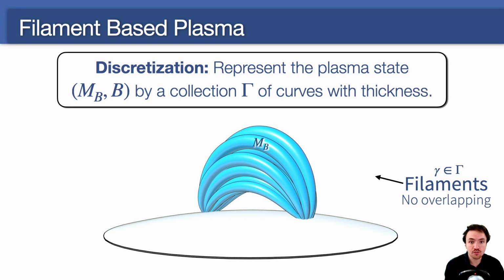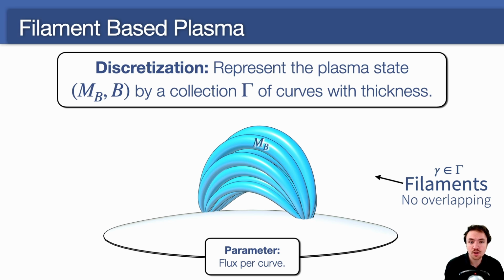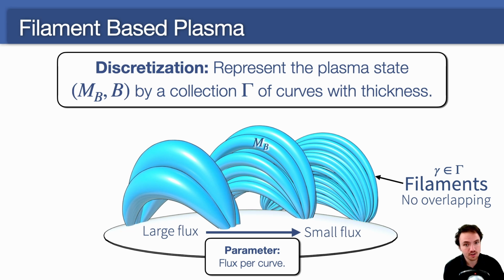The parameter of this discretization is the flux quantization per curve. It determines the size of each filament. Larger flux results in fewer, thicker filaments, while smaller flux results in more abundant, thinner filaments.